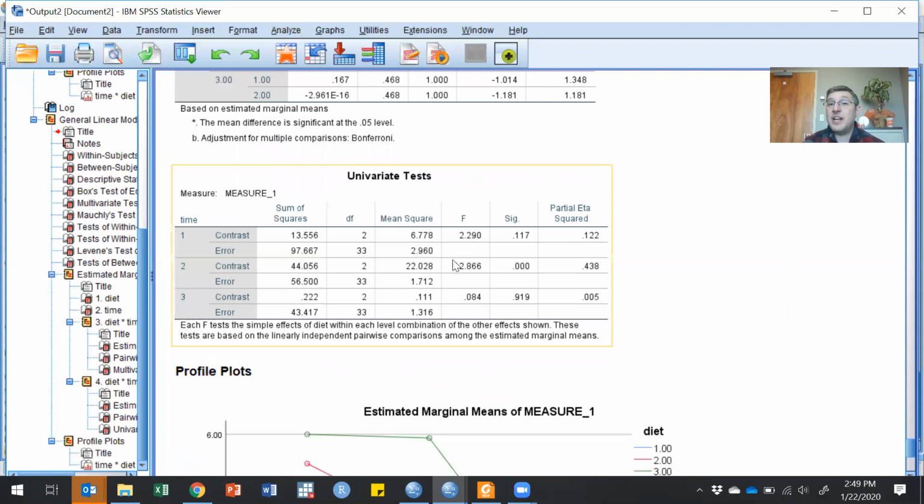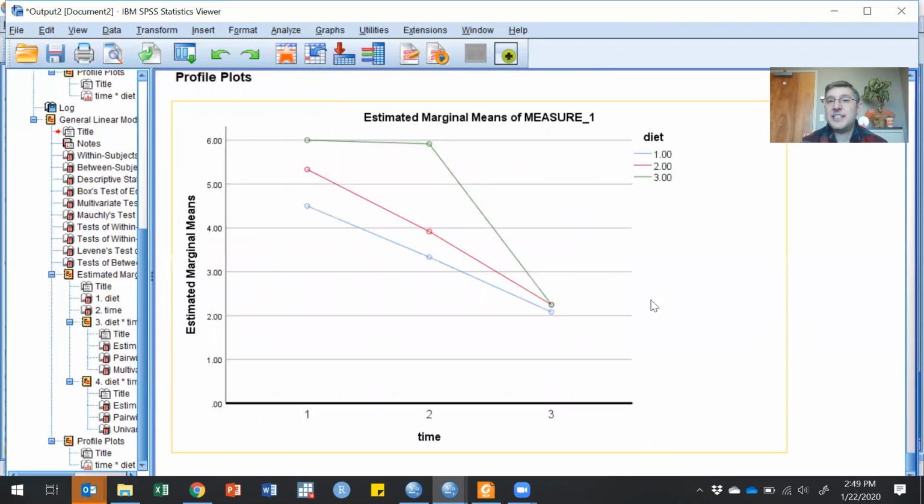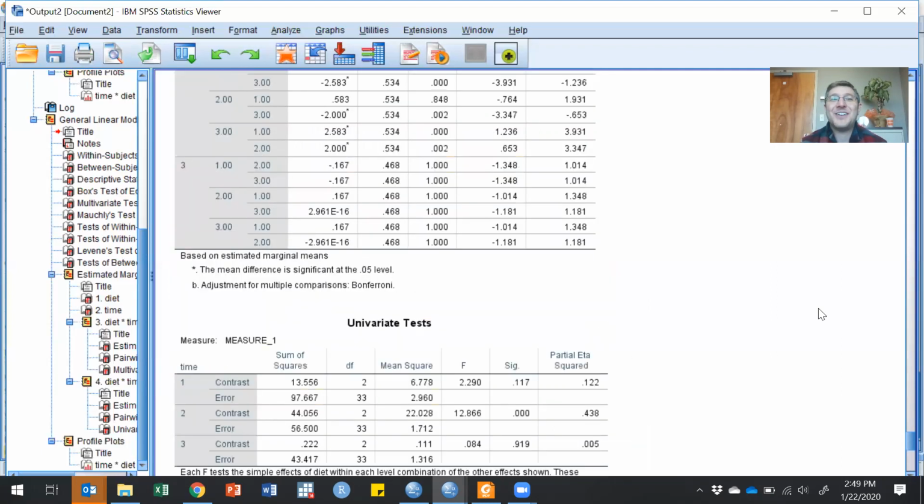Here are the one-way ANOVA results. We can see that at time 1, the 3 diet programs are essentially the same. Weight loss for the 3 programs is essentially the same. Same thing at time 3. Weight loss for the 3 programs is essentially the same. It's at time 2 that the weight loss for the 3 programs differs. And I bet you can tell what's going on there already.